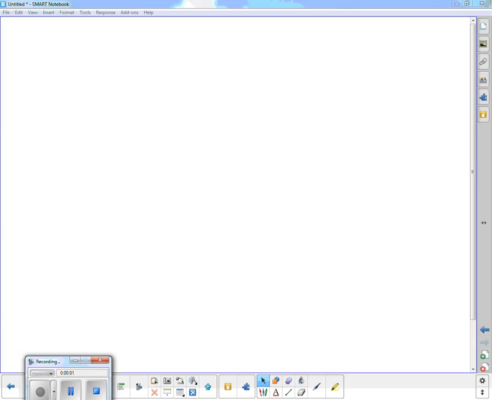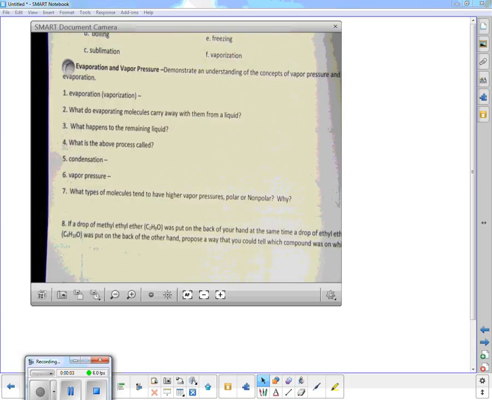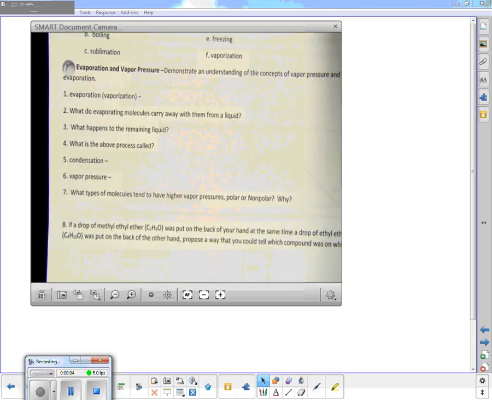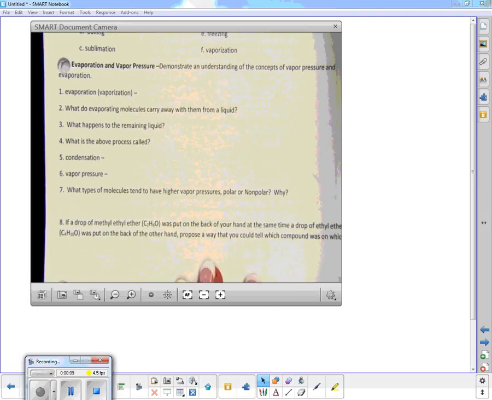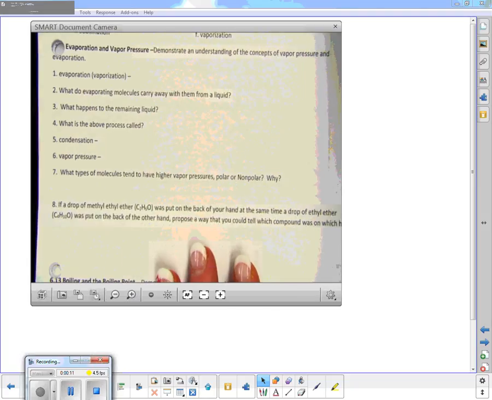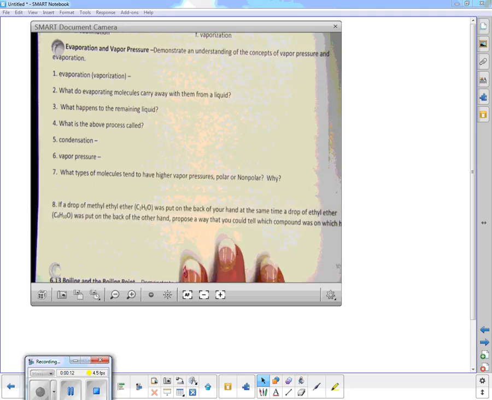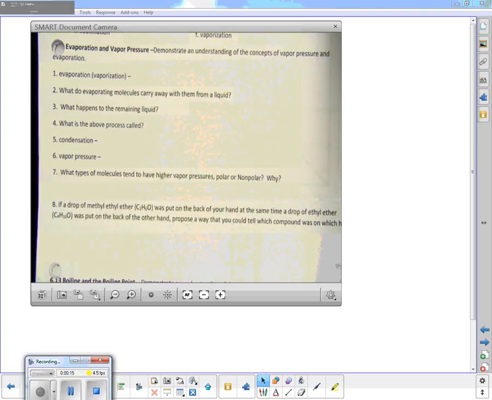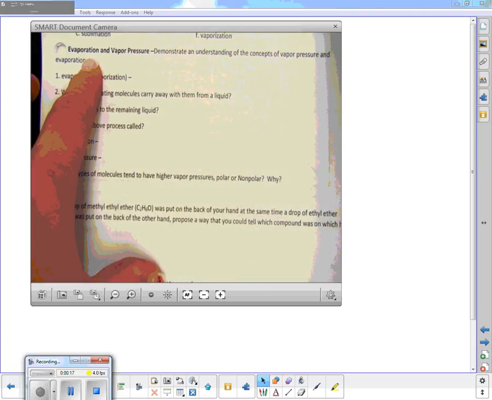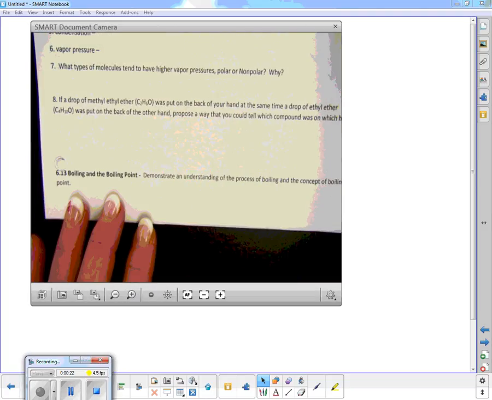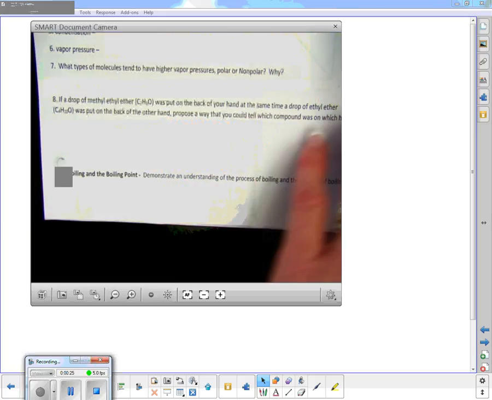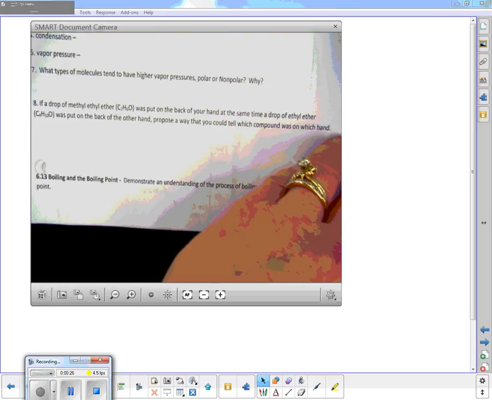Okay, so this is from your lecture last night. What parts in this section right here did we not get filled in? So this should have been the night before, evaporation and vapor, right? Then we got down to boiling point and boiling point. Any problems with boiling and boiling point?